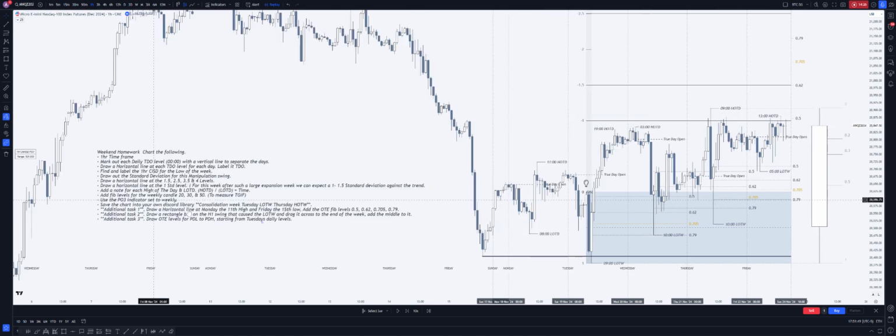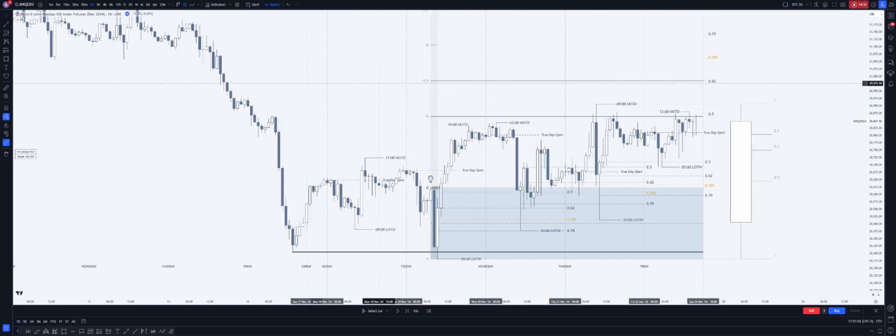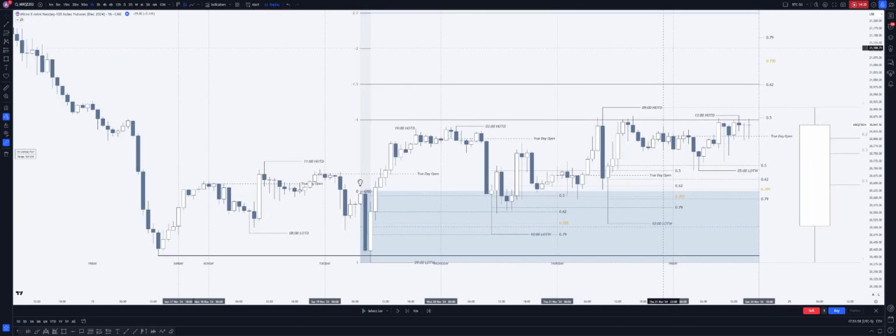Okay. So we've done our additional tasks. Let's just get rid of this part now. Very good.